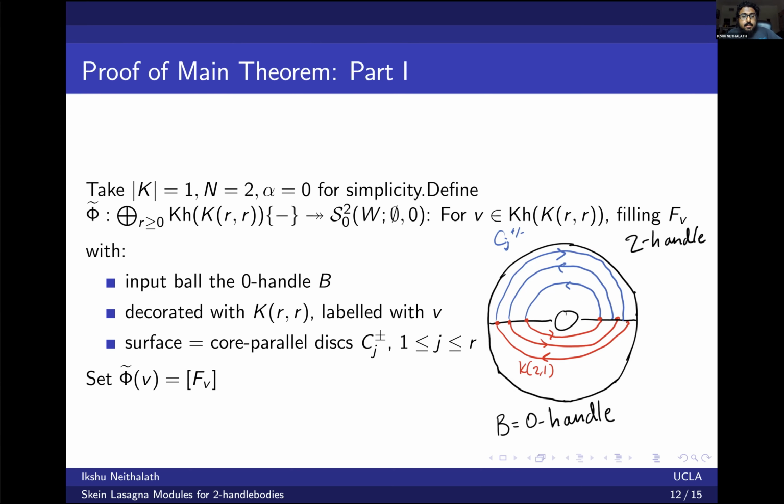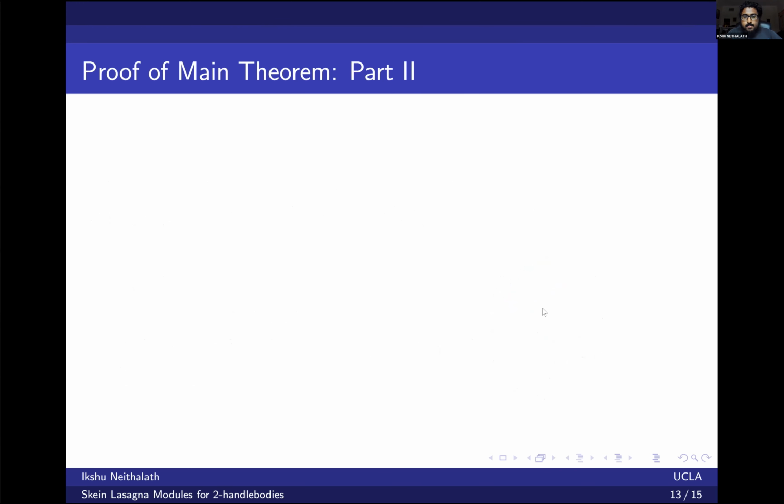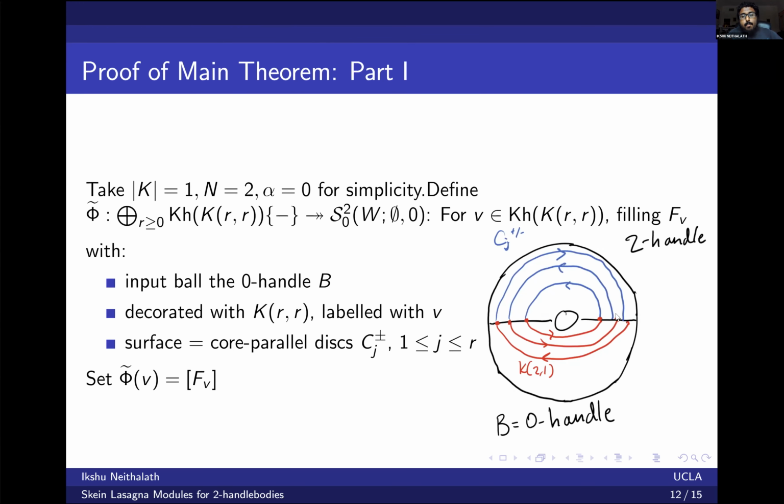So we're going to set phi tilde of V to be just the class of that lasagna filling in the Skein Lasagna module. All right. Now, you might wonder, I haven't said why this is surjective. A priori, it doesn't seem very surjective because the Skein Lasagna module, remember, is generated by all lasagna fillings. So all sorts of crazy embedded surfaces contribute to the Skein Lasagna module. And here I'm only considering some rather boring surfaces, just these core parallel disks. However, it is in fact surjective.